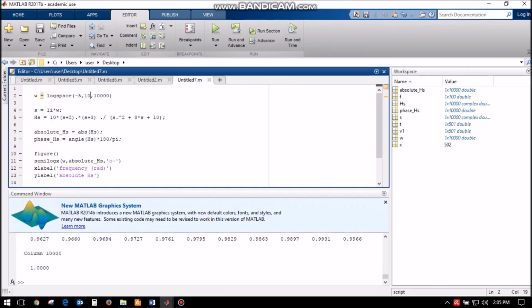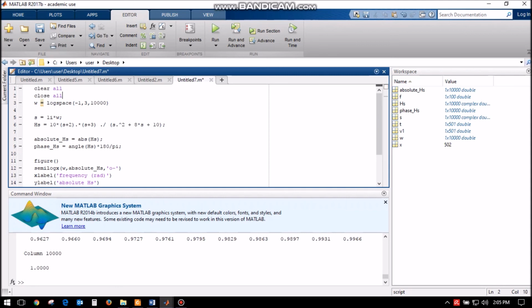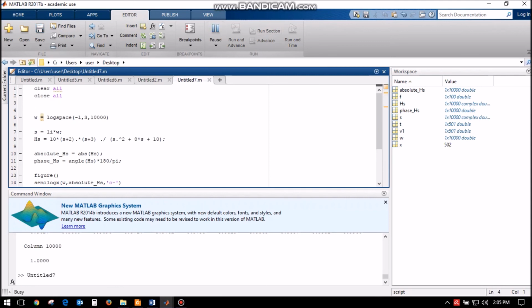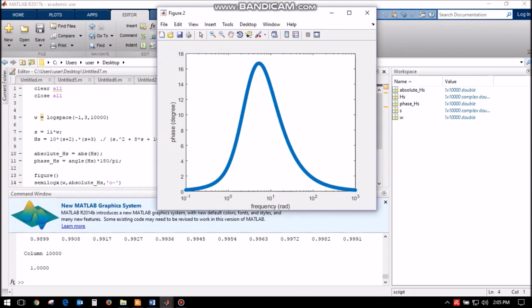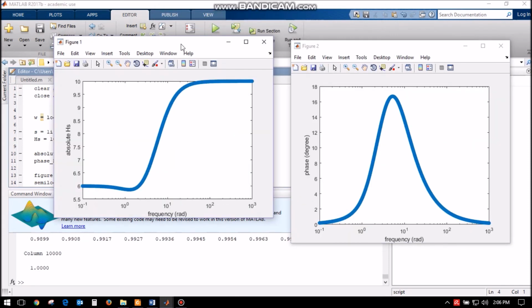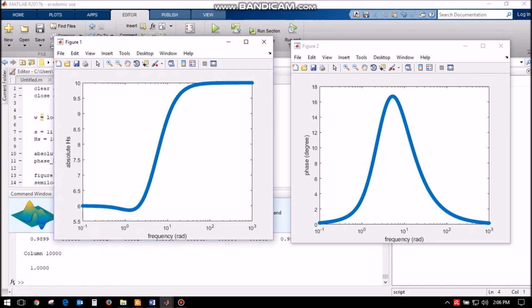Okay, yep. So that's the frequency response of the transfer function.